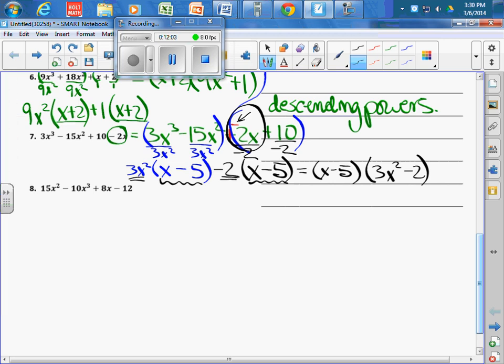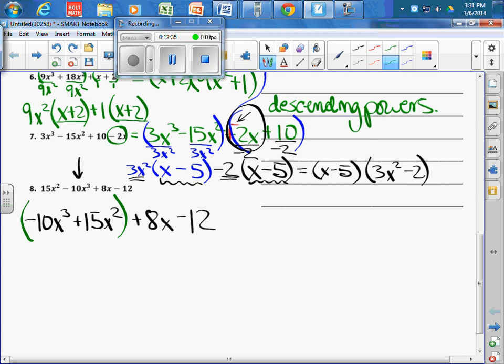All right, let's look at number 8. Again, we want to rewrite this so that it's in descending power. So the negative 10x to the third needs to come first. Plus 15x squared. Plus the 8x. And then the minus 12. Group the first two terms together. Now, between the 10 and the 15, what do we have in common? 5.